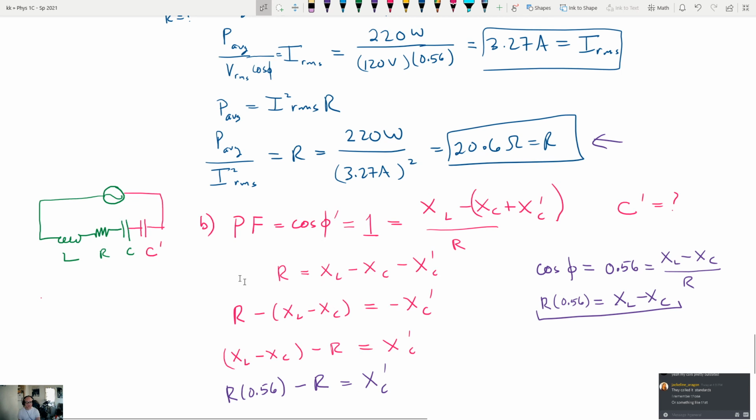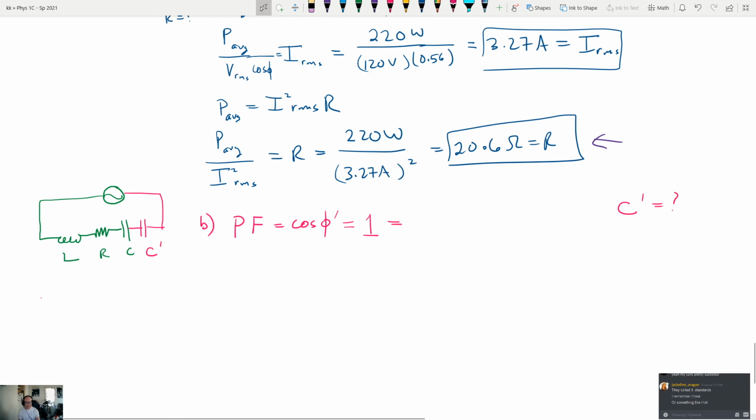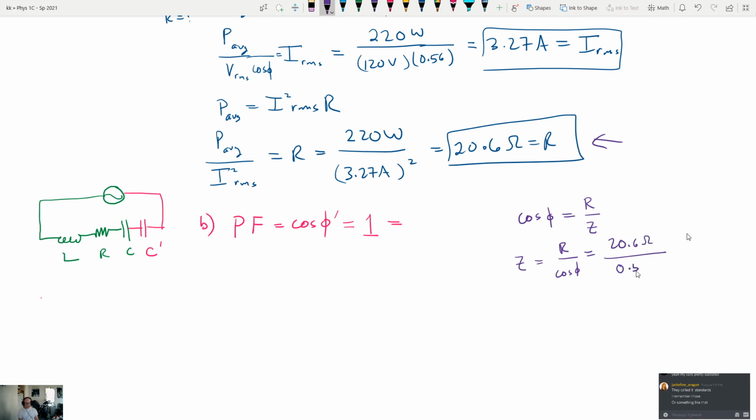Oops. I should start over. This is confusing, and any attempt I make to fix this is going to cause all sorts of problems. Do we know impedance? We can find impedance, right? We're trying to set this equal to 1. The information we had from before is still relevant. Cosine phi is supposed to be equal to R over Z, which you'll agree with, right? Which means we can find Z. Z is going to be equal to R over cosine phi. So if we use our value for R, which is 20.6 ohms, and divide by cosine phi, which is 0.56 from the first part, then we get 36.38. That is what our impedance Z is.